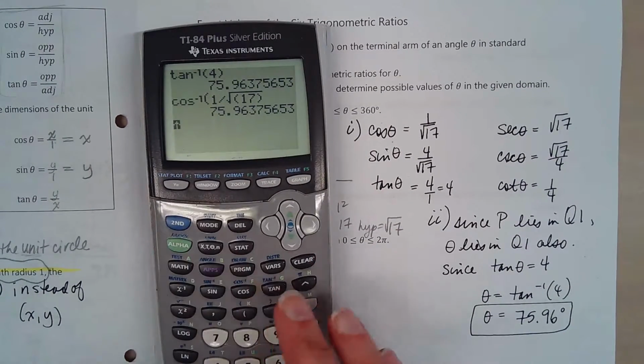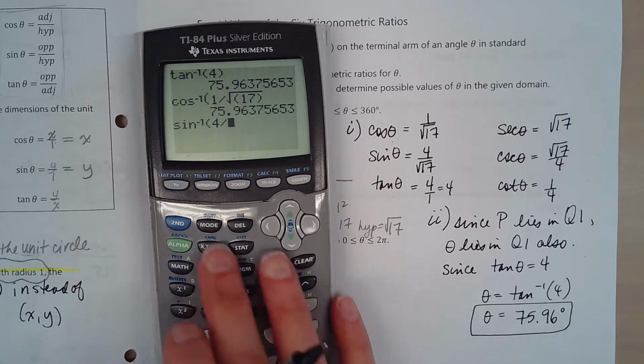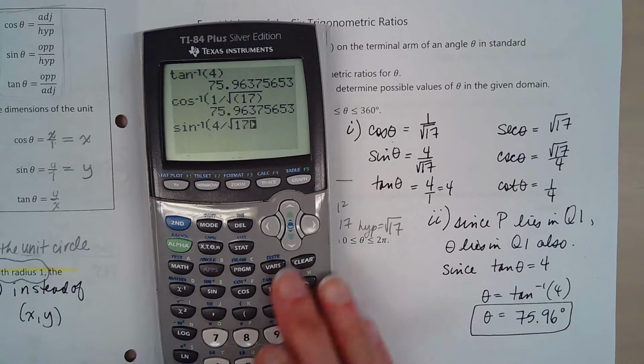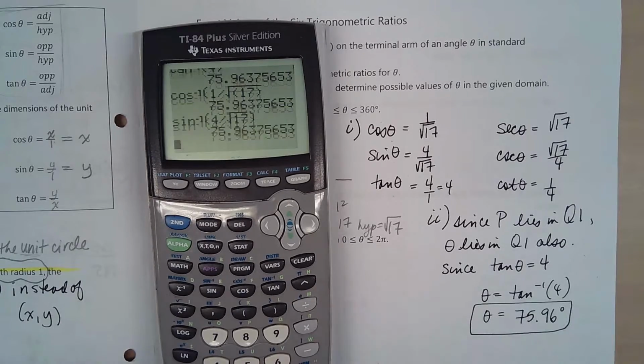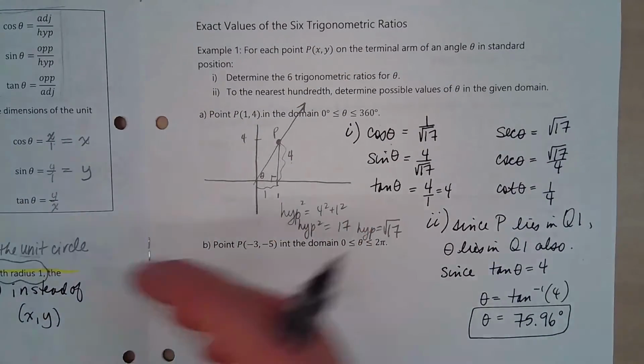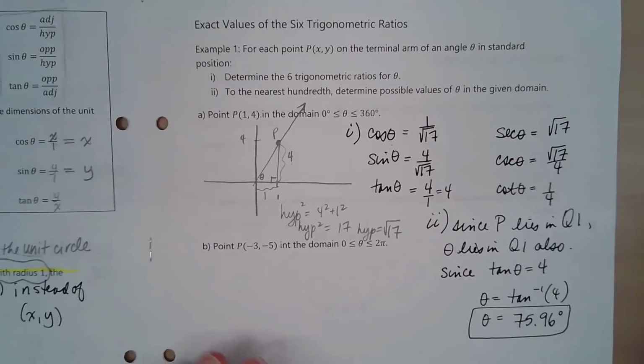Shift sine, 4 divided by root 17. Same answer, right? It absolutely does. You shouldn't get different answers, right? It's all talking about the same angle.